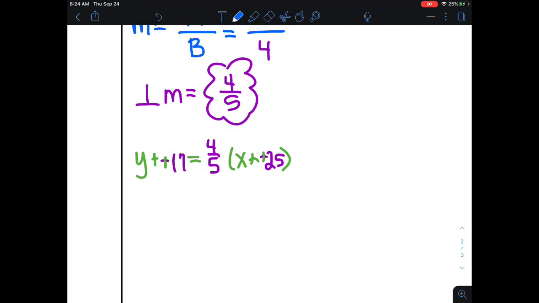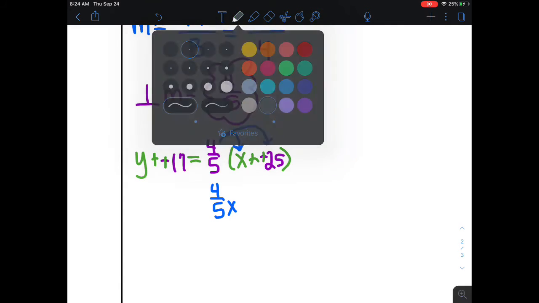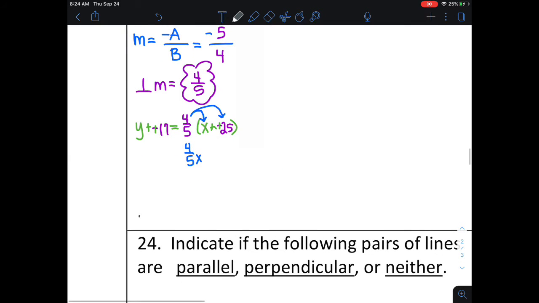All right, now I'm going to distribute this 4/5. So that's going to be 4/5 x. And then 4/5 times 25. Okay, again, to use your calculator, oops, wrong color. To use your calculator, let me write this at the bottom to help you out.